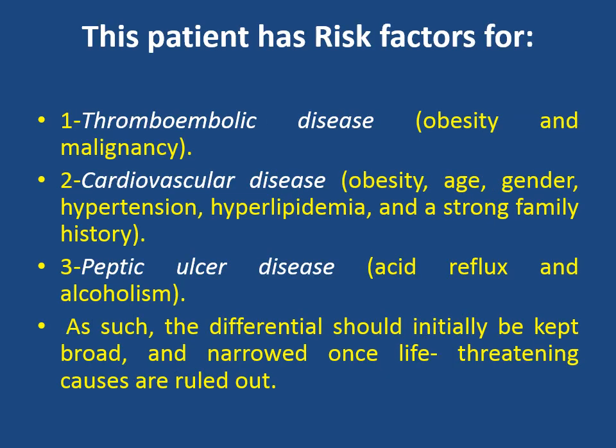This patient has risk factors for thromboembolic disease, which include obesity and malignancy, cardiovascular disease, including obesity, age, gender, hypertension, dyslipidemia, and strong family history, and risk factors for peptic ulcer disease, including acid reflux and alcoholism. As such, the differential should initially be kept broad and narrowed once life-threatening causes are ruled out.